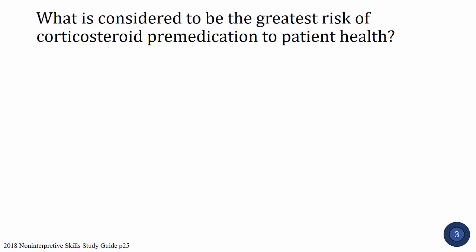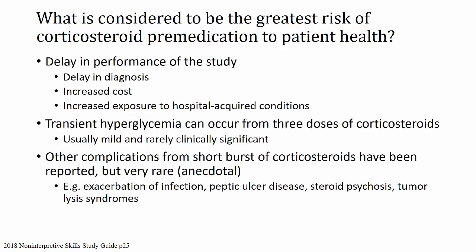Next question. What is considered to be the greatest risk of corticosteroid premedication to patient health? Generally, the greatest risk is that associated with the delay in the performance of the study. So the delay in diagnosis, or the increased costs, or increased exposure to hospital-acquired conditions. In other words, the direct risk to the patient from the steroids is pretty low. You can have transient hyperglycemia, which can occur from 3 doses of corticosteroids. Usually this is mild and it's rarely clinically significant.